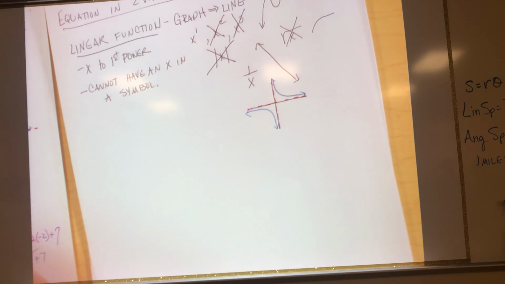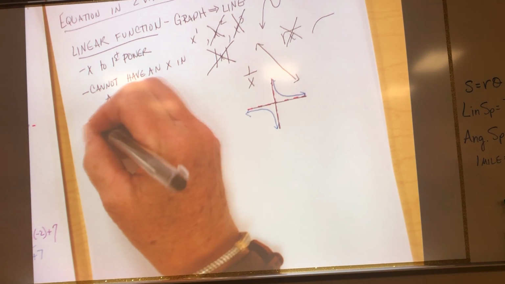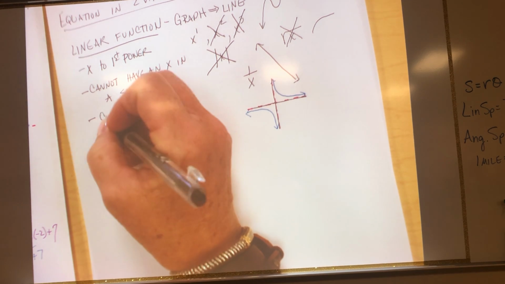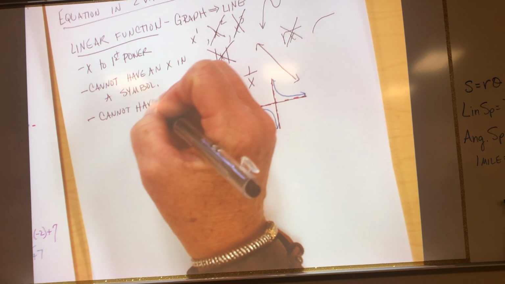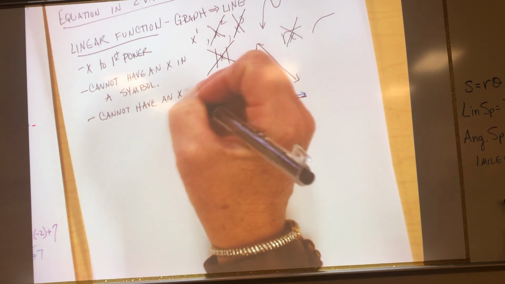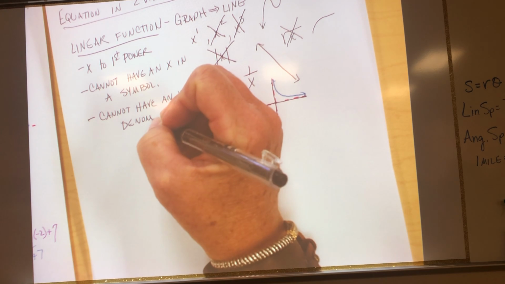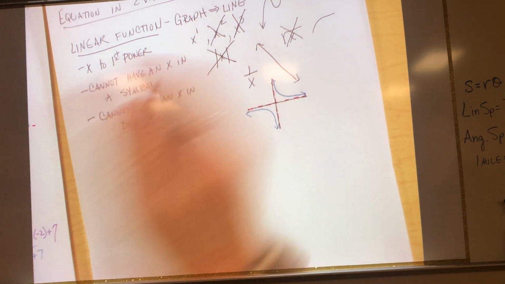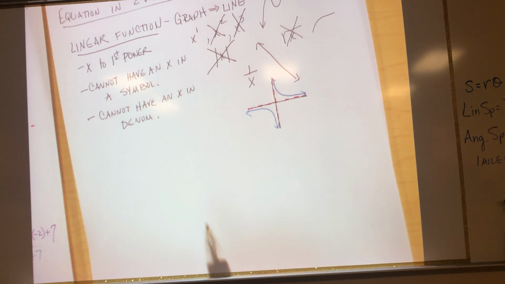But even so, when it looks like that, can you tell, is that linear? No. So you cannot have an x in the denominator. That's going to make a rational function, I mean, a rational graph, and it's not going to be a line.